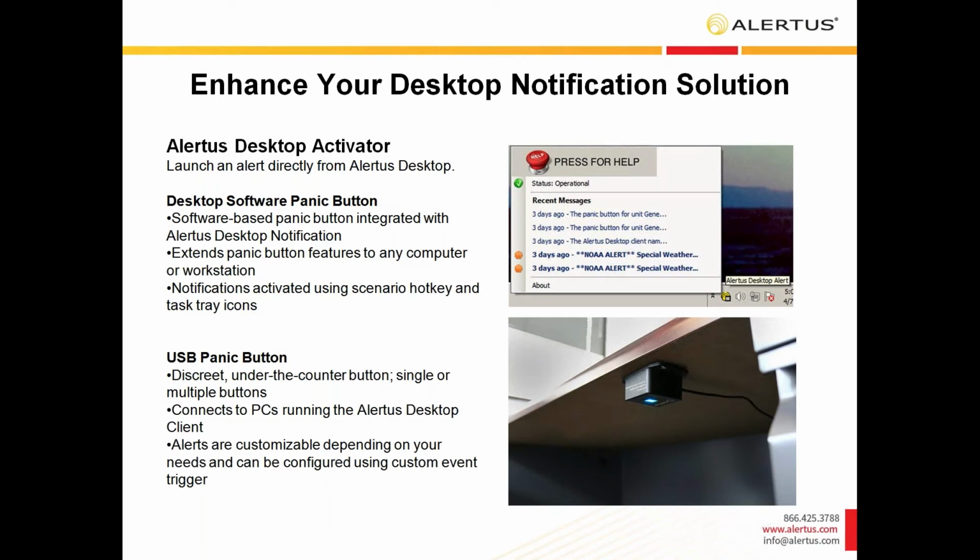So it sits on the background, very similar to the desktop takeover. It sits on the background and can be activated through hotkeys, icons on the desktop tray. A lot of different options there, but ultimately the desktop panic button can send an alert back to campus safety or back to security people. On the other side, you have the USB panic button, as you see in the bottom right. This is just an additional add-on feature that's available. Tied into that desktop software panic button, we have the ability to customize these alerts to have a quick trigger back to your security and dispatch team.